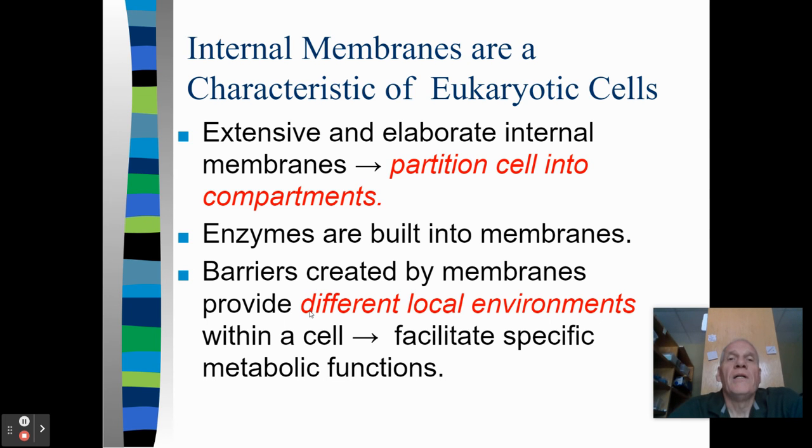Okay. Internal membranes are characteristic of eukaryotic cells. And here's the big important part. It partitions the cell into compartments. Each one of those compartments can have a different internal environment. And those different internal environments allow for specific metabolic functions to occur within a eukaryotic cell. A prokaryotic cell is like a one-room schoolhouse. There's no division within that cell. That makes it very difficult to have a lot of different activities occurring inside of a prokaryotic cell versus a eukaryotic cell.